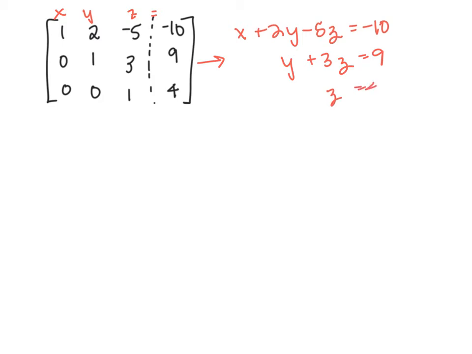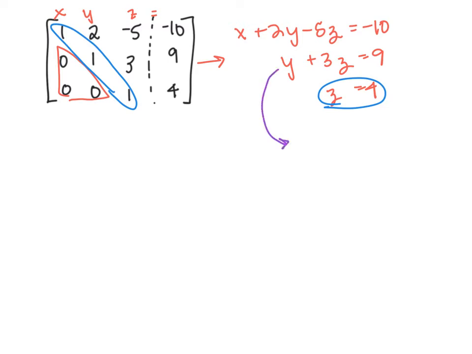And z equals 4. So notice, in this form where we have all of these zeros in the corner, and then our diagonal ones, when we write that as a system, we have a variable solved for right away. Now, on top of that, we can easily just go up one equation. This process is called back substitution because you're working backwards. We go up one equation.